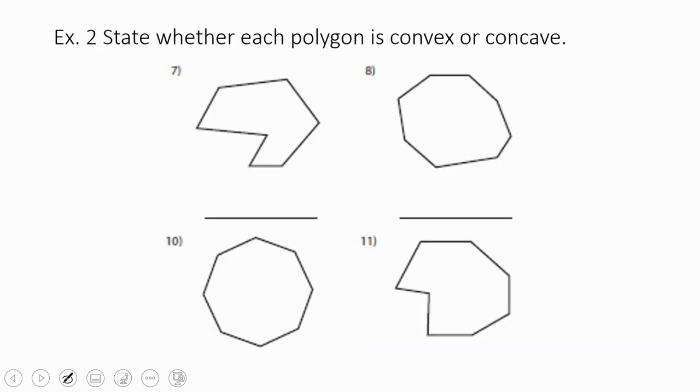Example 2, state whether each polygon is convex or concave. Again, concave means it caves in. Looking at this one right here, that caves in, so it's going to be concave. I can pick 2 points and draw a line between them, and it goes outside of the polygon. Number 8, it doesn't cave in anywhere. You can pick any 2 points, and it's never going to leave the outside of the polygon. That is convex.